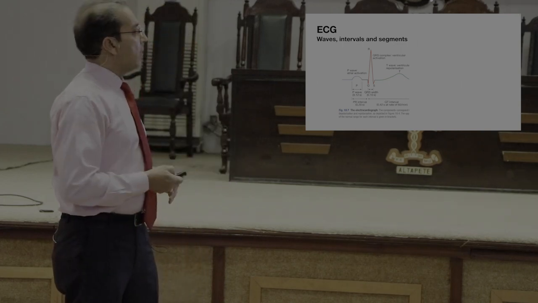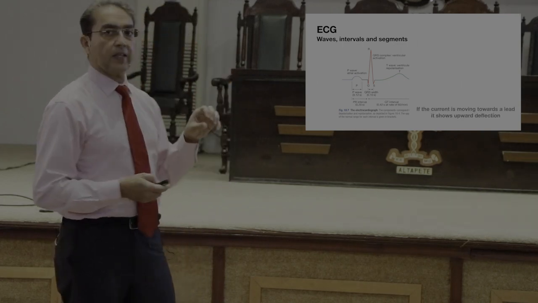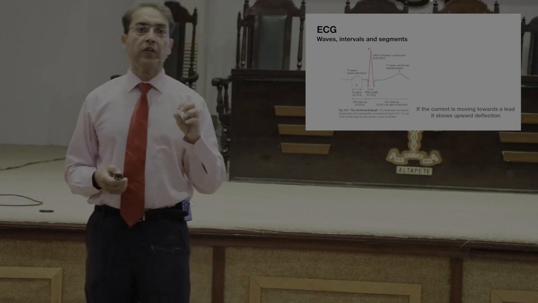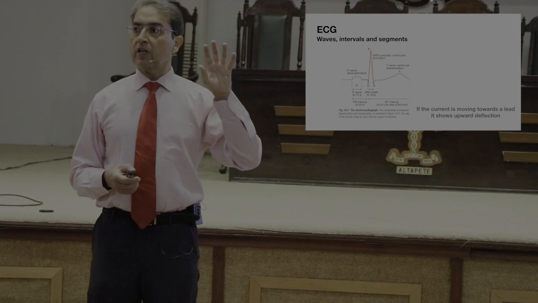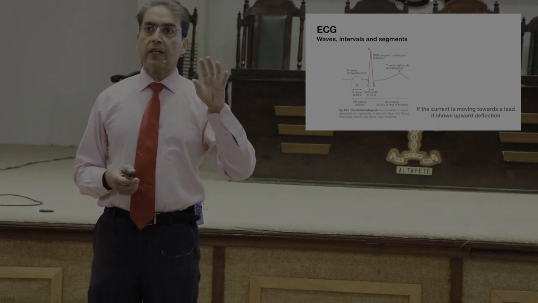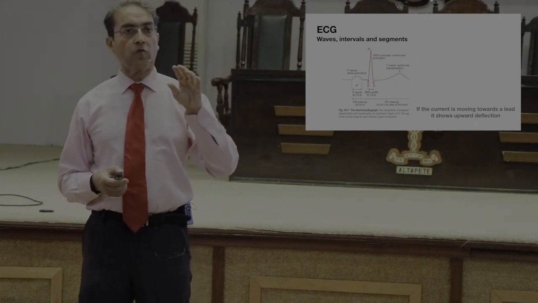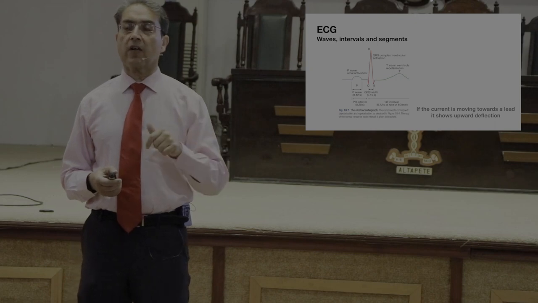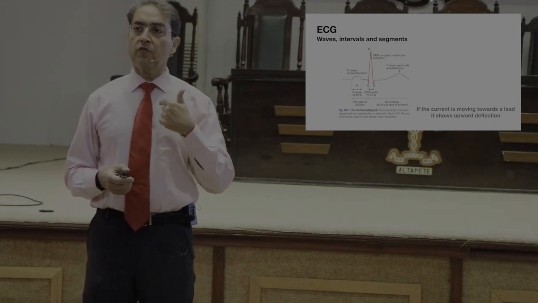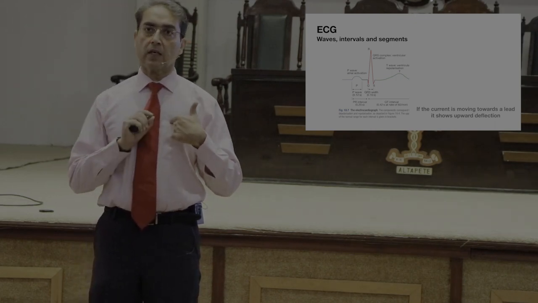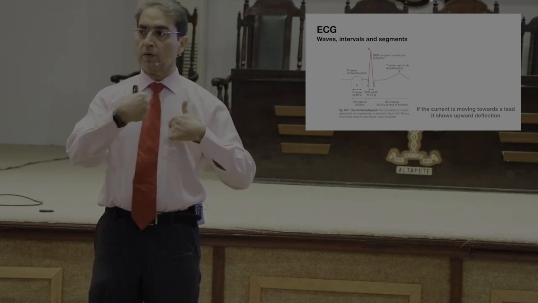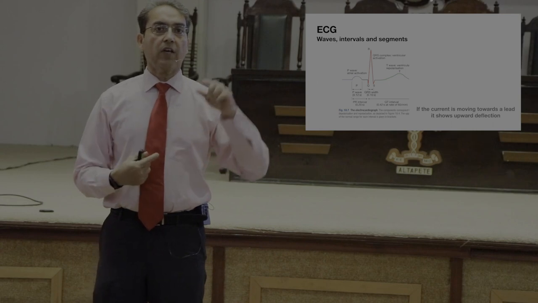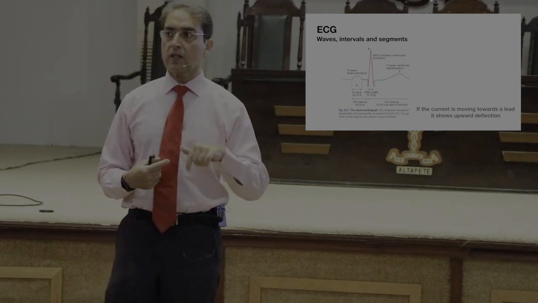And remember one thing: if we place an electrode, and the current is moving in the direction of that electrode, this will give an upward deflection. And if the current is moving in the opposite direction, the electrode will give a negative or a downward deflection. For example, if there is a lead placed here and the current is moving towards that lead, it will give an upward deflection. If the current is moving in the other direction, it will give a negative deflection. Clear this thing?